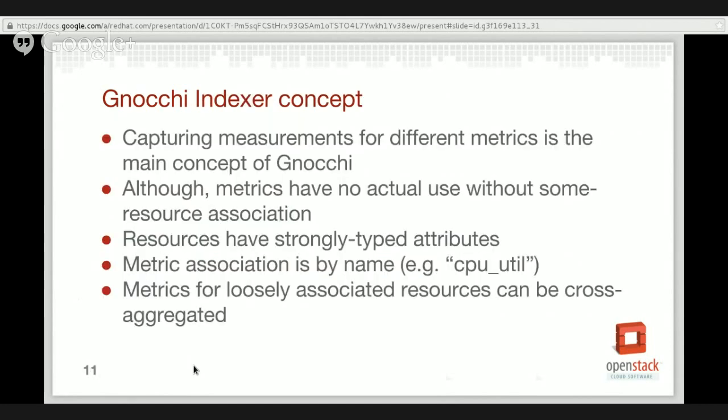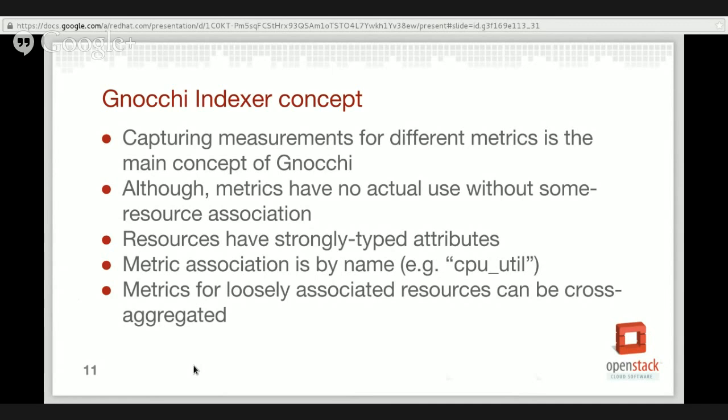Okay, so moving on to slide 11, let me talk a little bit about what we call the indexer in Gnocchi. Obviously the purpose of Gnocchi is to capture measurements for different metrics. That's the main point of this whole thing. But in order for these metrics to have some meaning, in order for us to associate them with something in the real world and reason over these data and make decisions on the basis of them, we need some kind of resource association. Now, resources in Gnocchi have strongly typed attributes, and these have to be schematized and stored somewhere, and that's where the indexer comes in.